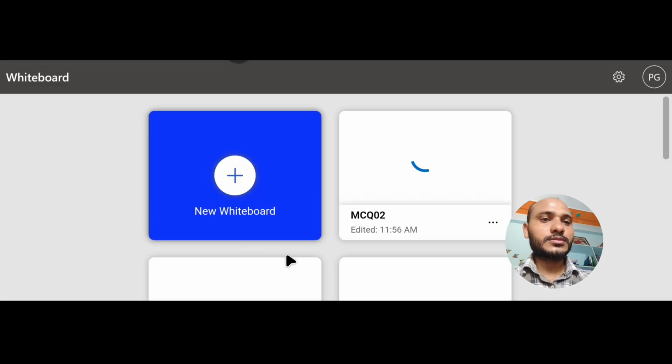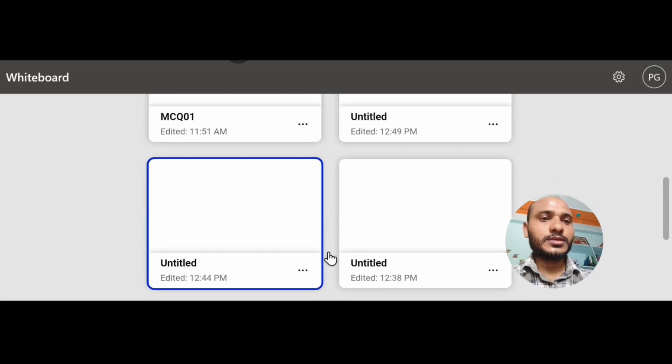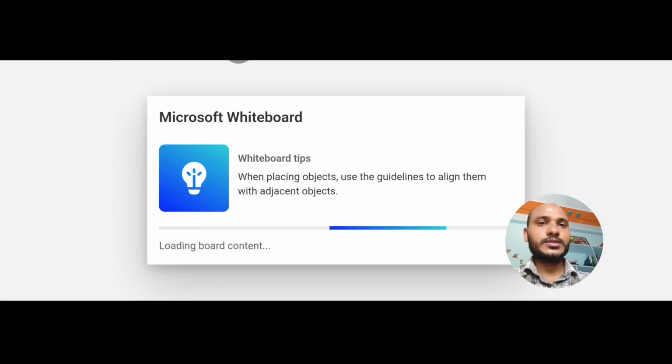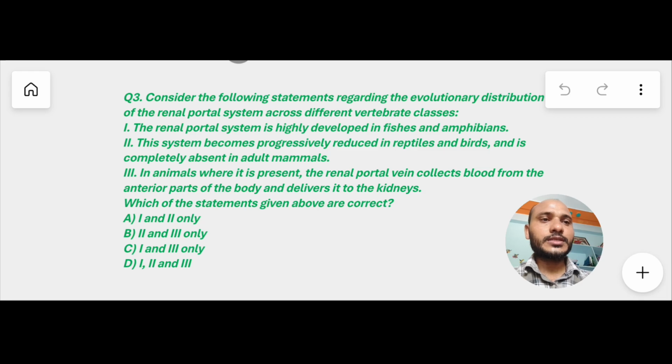And one more, the last MCQ. Consider the following statements regarding the evolutionary distribution of renal portal system. Here it asks about renal. Renal means it is related to the kidney, across the different vertebrate classes. So all these are the 3 different types of MCQs. They are highly important, and these are all NCERT based MCQs. By this we have completed each and every concept related to the portal system and portal veins.